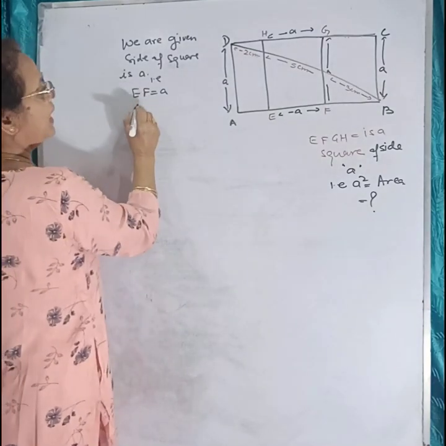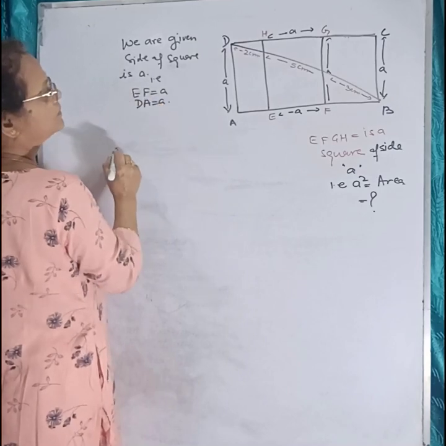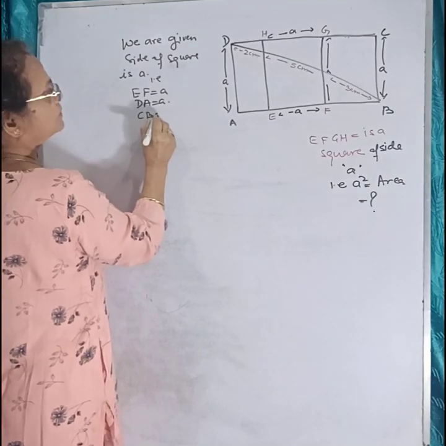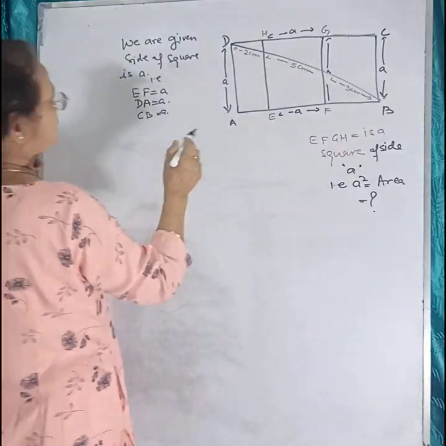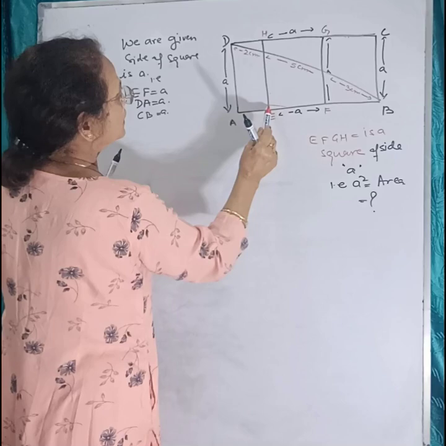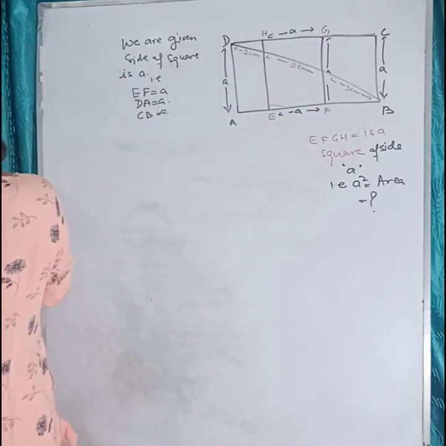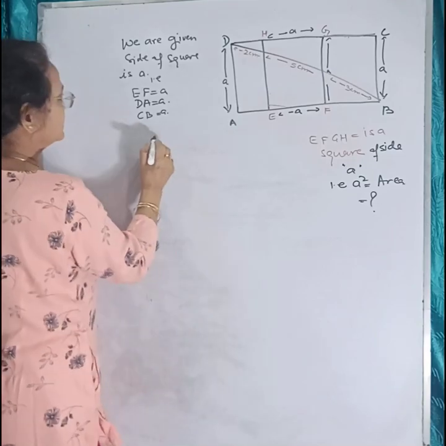EF is equal to A. DA is equal to A. And CB is equal to A. Area निकालना है. This portion. Area is to be determined. It means this portion EFGH. कैसे निकालें? स्टार्ट करते हैं. स्टार्ट द सॉल्यूशन.